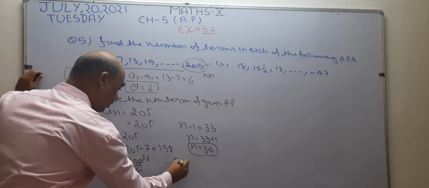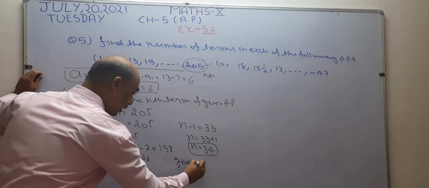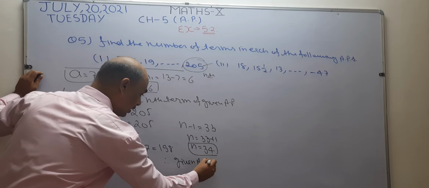Therefore, the given AP has 34 terms. So this AP contains 34 terms. This is the answer of this question. In the same way, you can solve this.